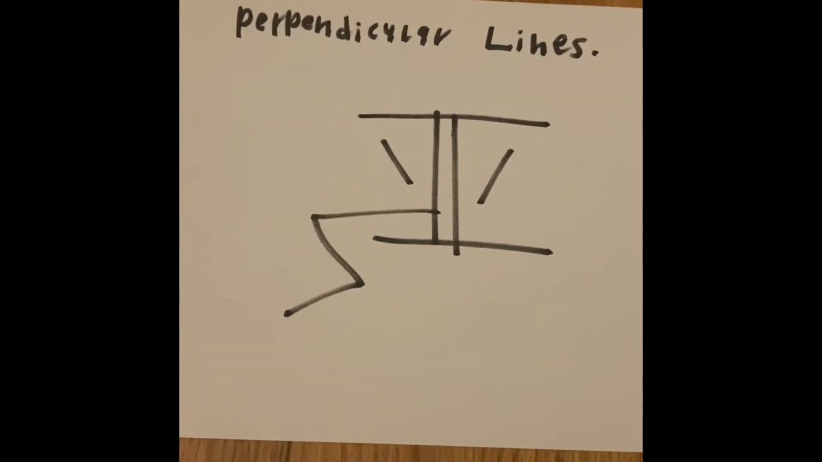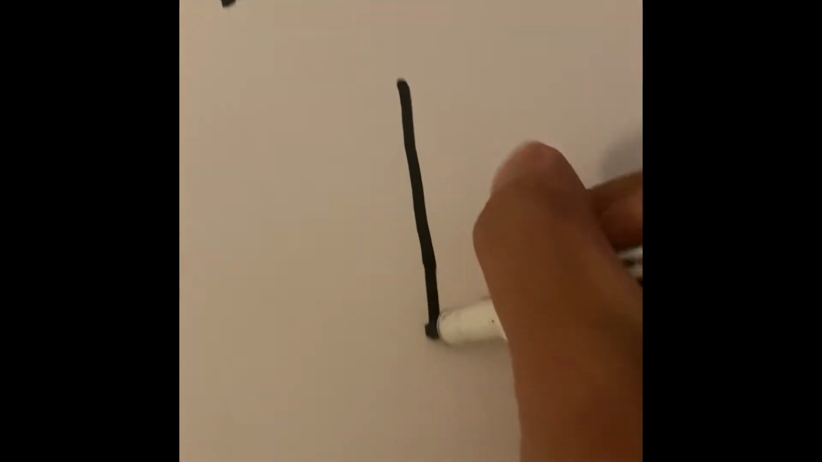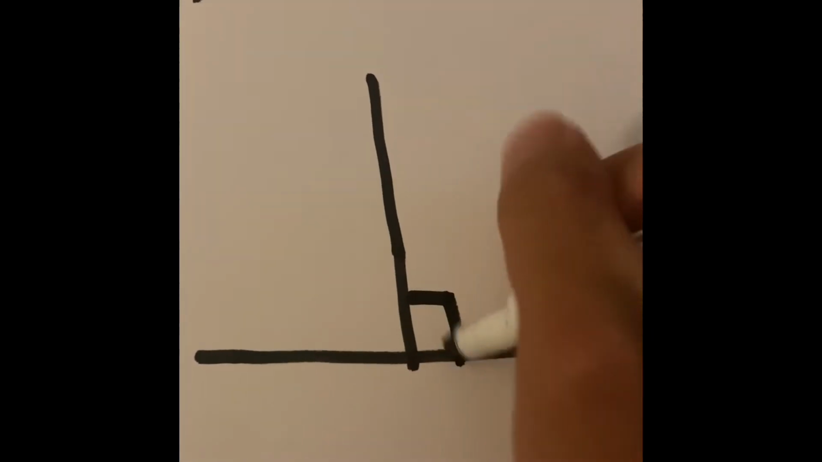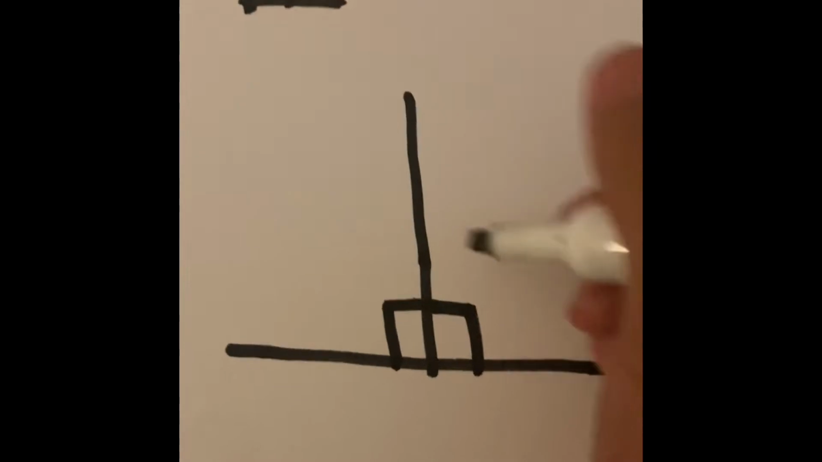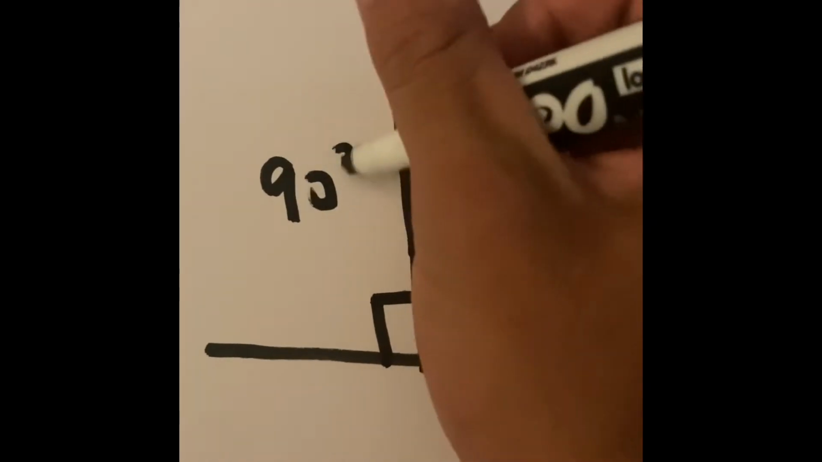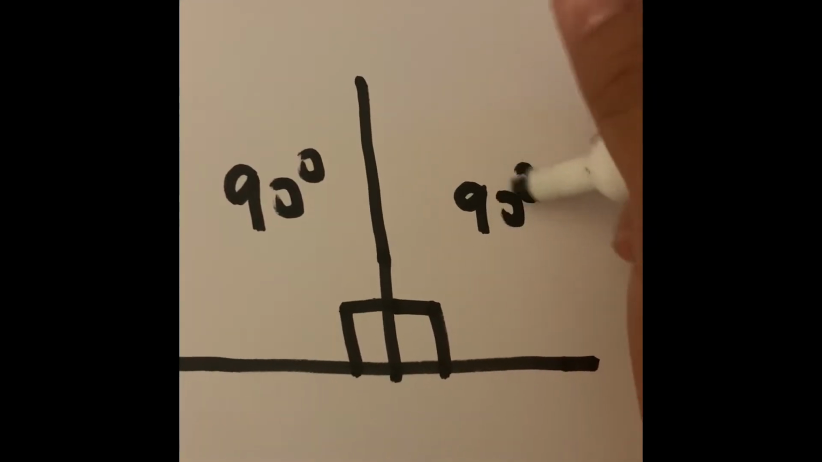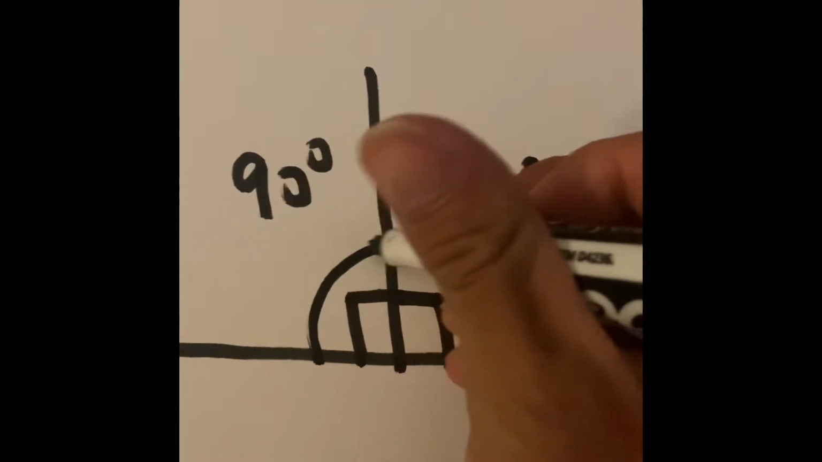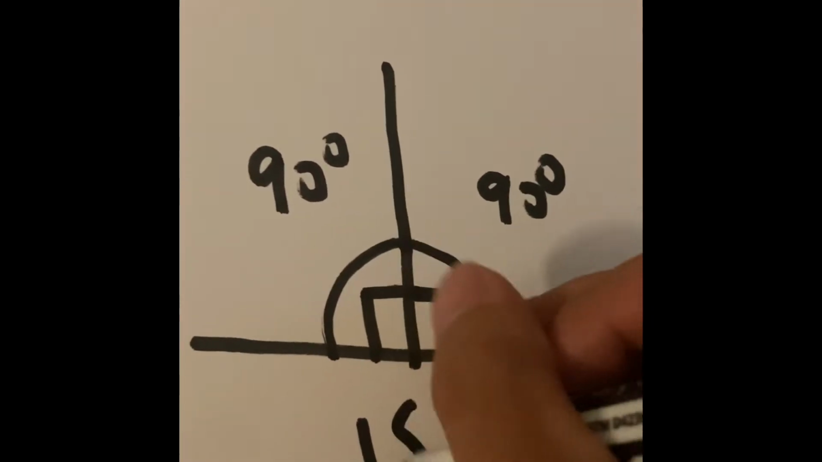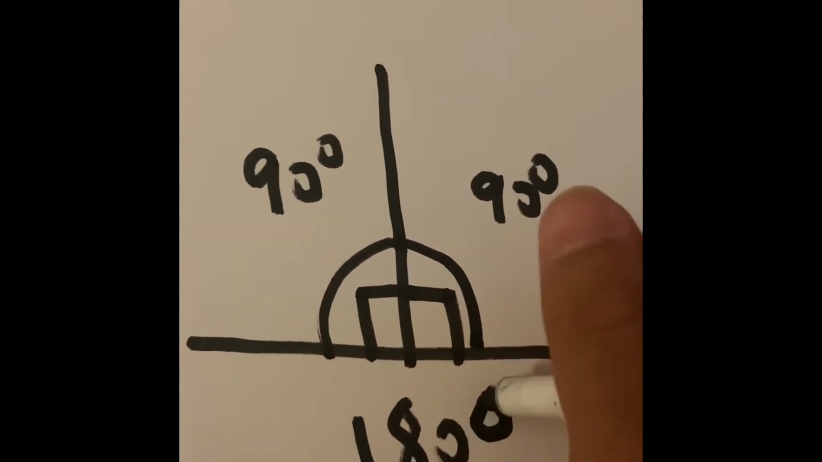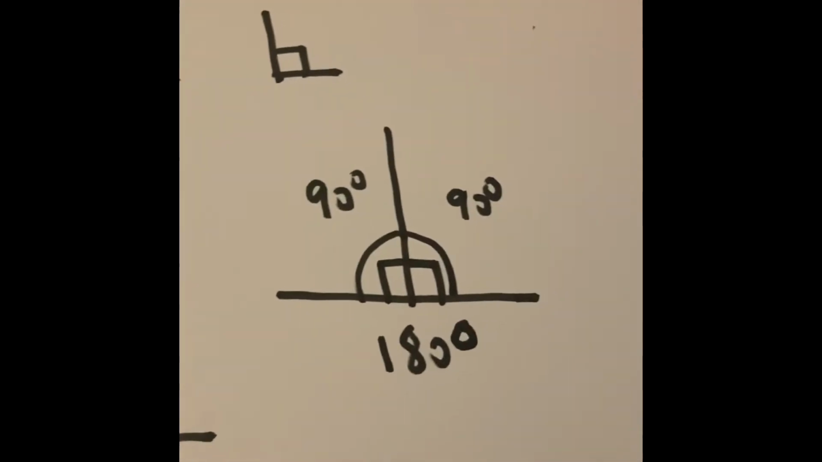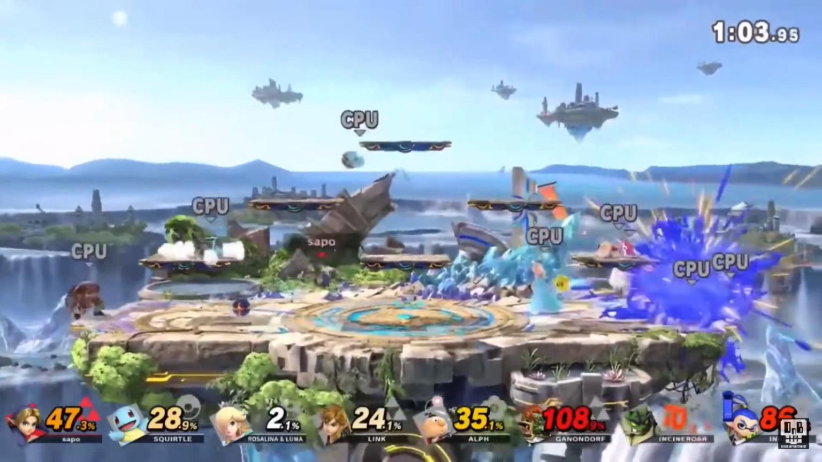Well, perpendicular lines have to do with right angles. It means there are 90-degree lines that look like this, side by side each other. This side is 90 degrees, and this side is 90 degrees, and they both add up to 180 degrees. So that can be an example of perpendicular lines.